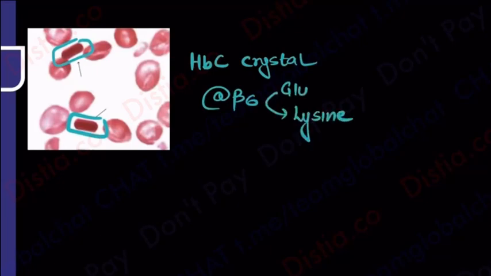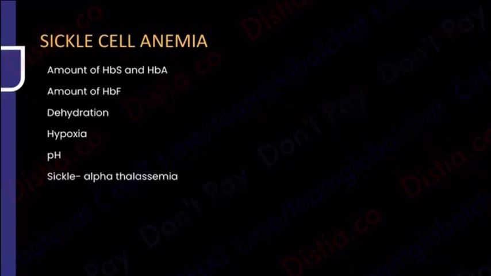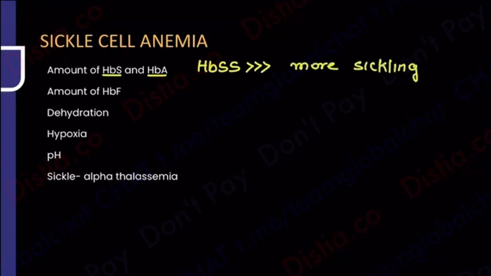What I'm talking about here is sickle cell anemia, where glutamic acid changes to valine. Glutamic will go, valine will be welcome, at the beta 6 position. What are the factors that result in sickling? The amount of HbS and the amount of HbA make a lot of difference. The more the amount of HbS, the more the sickling. There's no rocket science in it, it's common sense.